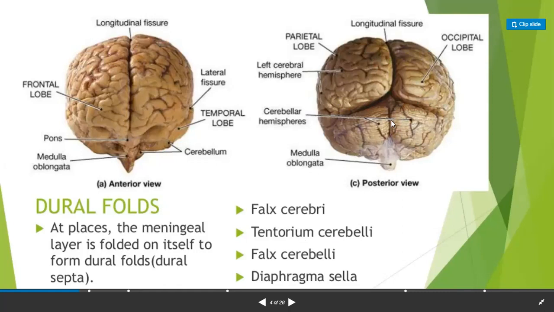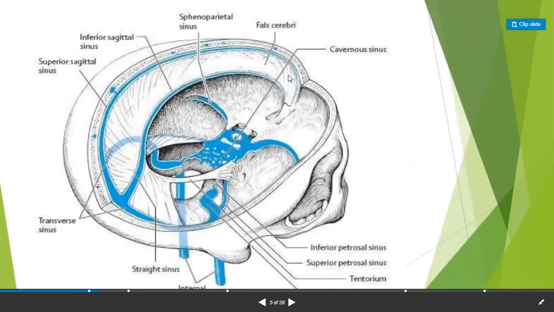Between the two lobes of the cerebellar hemispheres, dipping in this direction, there is a fold of dura mater called the falx cerebelli. And there is a fold of dura mater found in the middle cranial fossa, which you call the diaphragma sellae. Now you can see this sickle-shaped fold of dura mater, which is called the falx cerebri. Here in the middle cranial fossa there is one more fold, the diaphragma sellae. Then we have the tentorium cerebelli and the falx cerebelli.